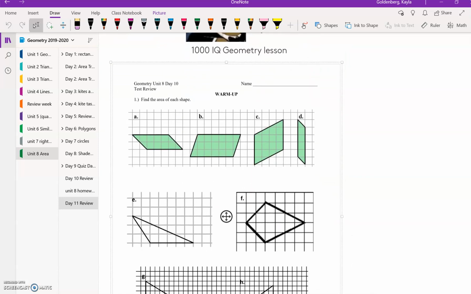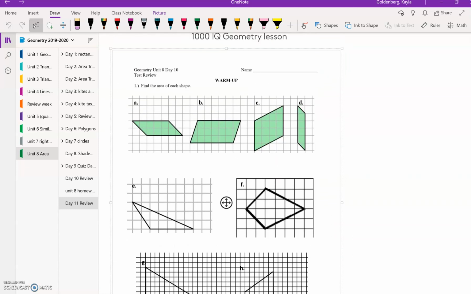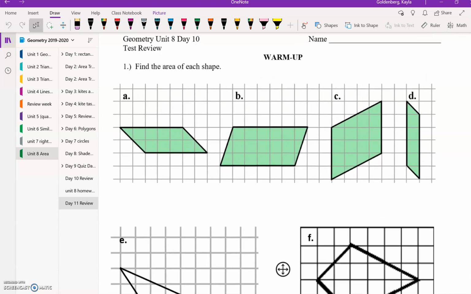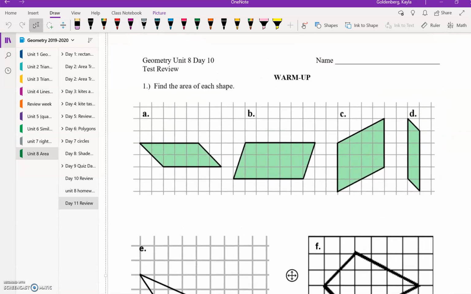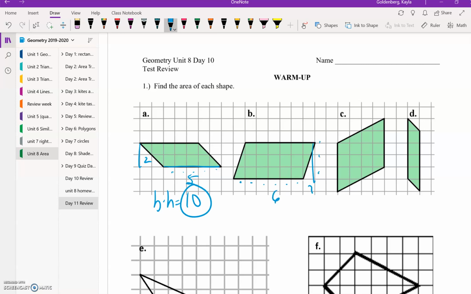So we're going to just do some quick practice. For these problems, I believe you have these in your packets. We're going to do area is base times height. So it looks like it's 5 by 2, so it'll be 10. This one is 1, 2, 3, 4, 5, 6. Height is 1, 2, 3. So area is base times height of your parallelogram, remember? So 6 times 3 will be 18. All of these are units squared.